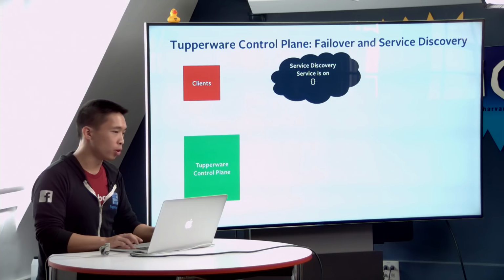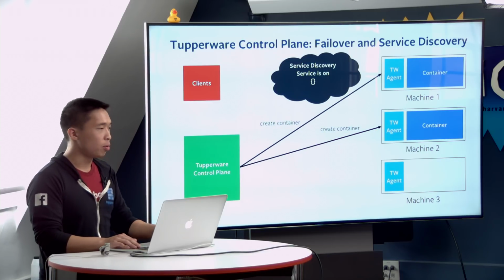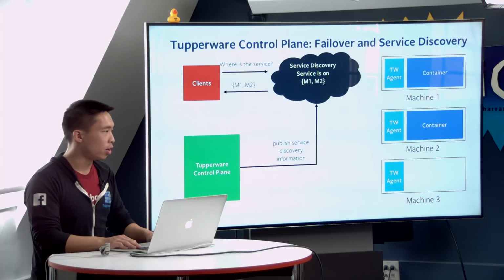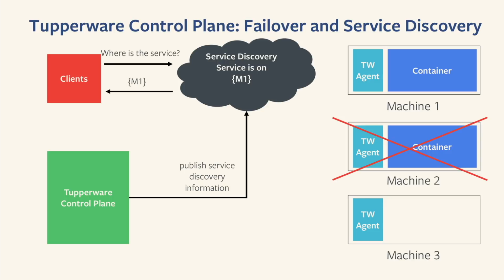So let's say we start 2 replicas for the first time on machine 1 and machine 2. So we have 2 containers running. The next step is to update the service discovery system so that clients know that they're running on machine 1 and machine 2. So now things are all healthy and fine. And now let's say machine 2 loses power. Eventually, the control plane will notice, because it's trying to heartbeat with every agent in the fleet. It sees that machine 2 is unresponsive for too long. It deems the work on machine 2 as dead, and it will update the service discovery system to say, hey, the service is no longer running on machine 2, and now clients will stop sending traffic there.